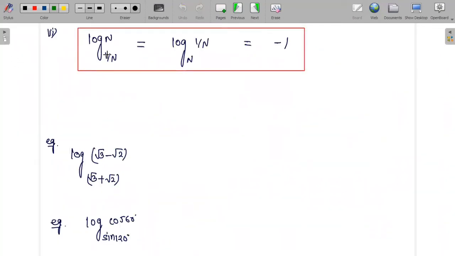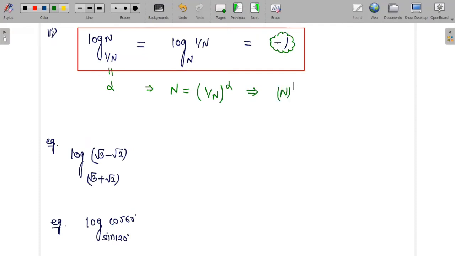Now let's move to the next property. If the number and base are reciprocal to each other, then the answer for that expression will be equal to negative 1. And again, if we look at the proof part, let me consider log n to the base 1 by n is equal to alpha. So this will give me n is equal to 1 by n to the power alpha. Now you may write 1 by n as n to the power negative 1.